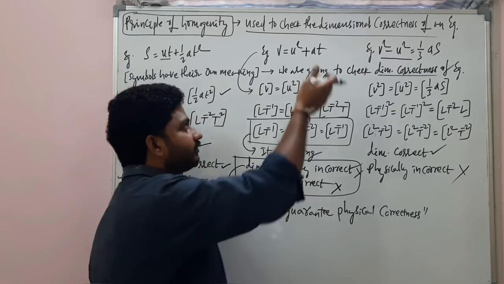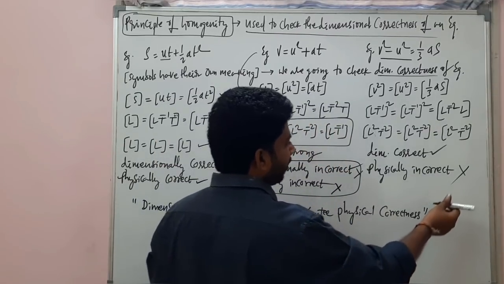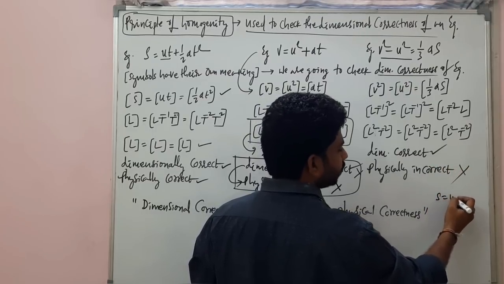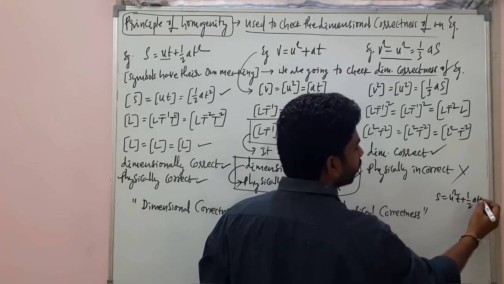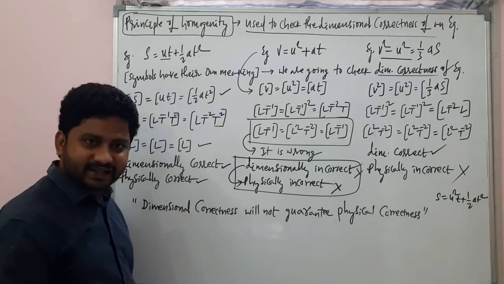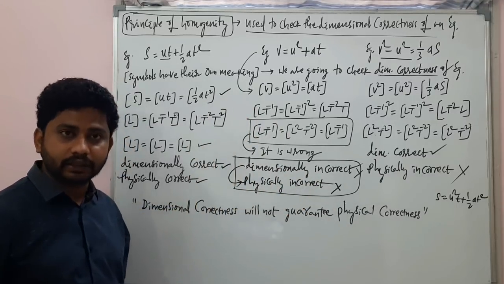For example, if I write an equation similar to that, S is equal to u squared t plus half a t squared, you check the dimensional analysis, it will be dimensionally incorrect and physically also incorrect.